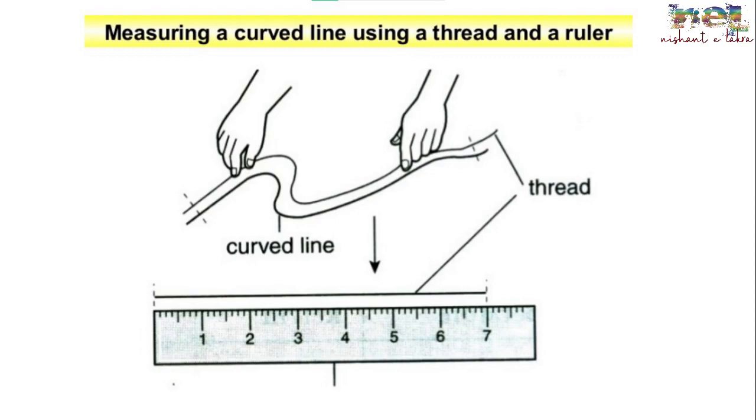Whatever measurement you get by putting this thread coinciding with the scale, that will be the measurement of the wavy line or curved object. You can see on the diagram how to measure a curved line with the help of a thread.